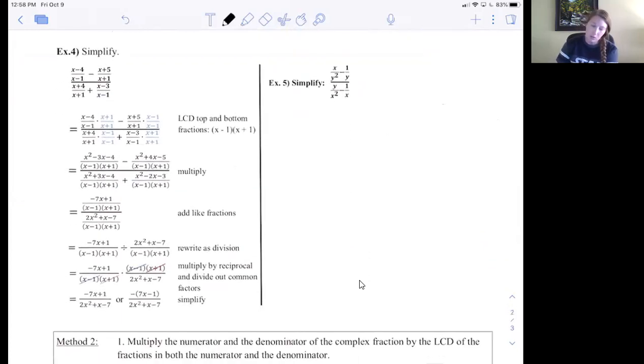Okay, so I'll let you look over example 4 because they've kind of worked through it, and I'll do example 5. So again, I'm gonna look at the top and I'm gonna simplify that out, and then I'll look at the bottom and simplify it out. So the top, I've got x over y squared minus 1 over y. So to find the common denominator, I've got y squared, which I'm gonna rewrite as y and y, and then I've just got y, which I'll just write as y.